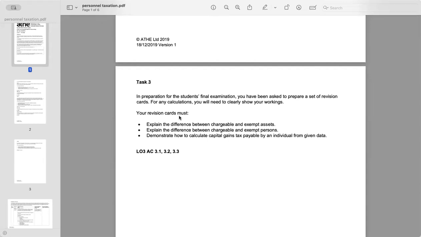First, you will explain the difference between chargeable and exempt assets. Chargeable assets are those subject to capital gain tax when sold or disposed of, such as real estate, stocks, and certain personal possessions. Exempt assets, on the other hand, are not subject to capital gain tax, such as certain government securities, personal vehicles, and certain personal possessions with the total value below a certain threshold.